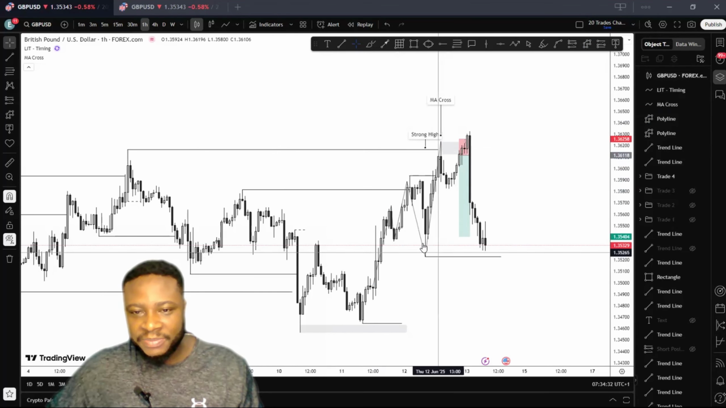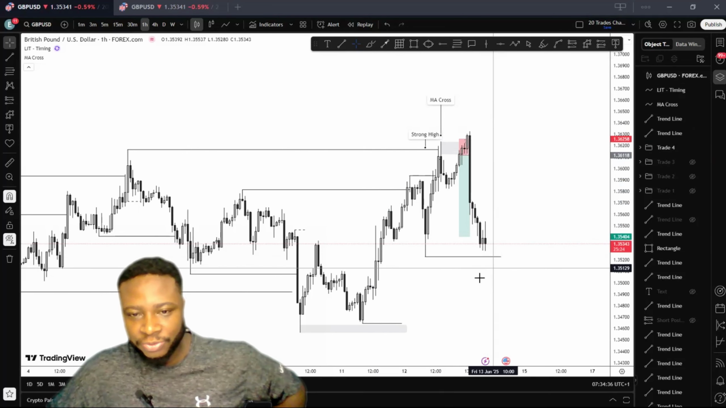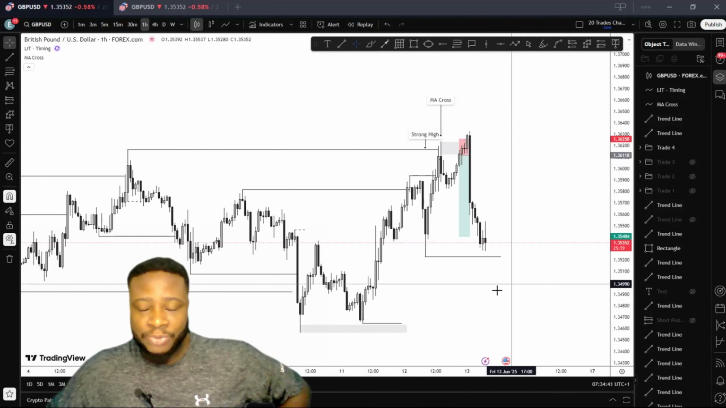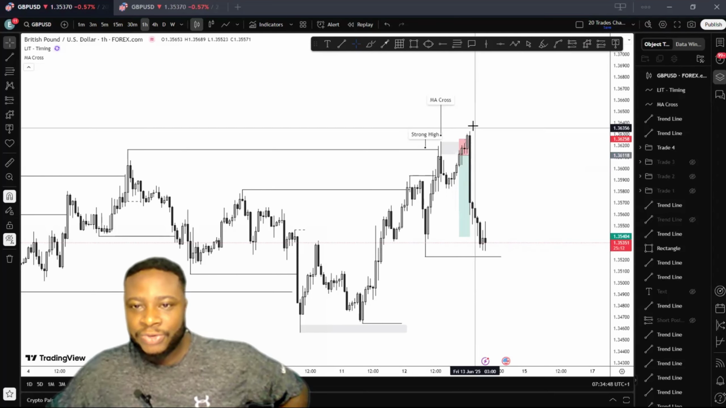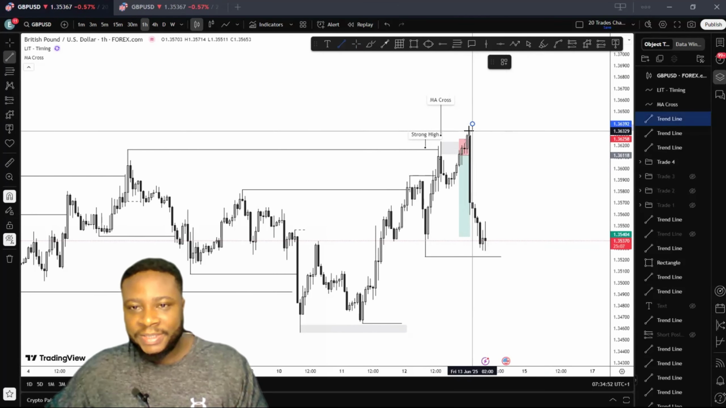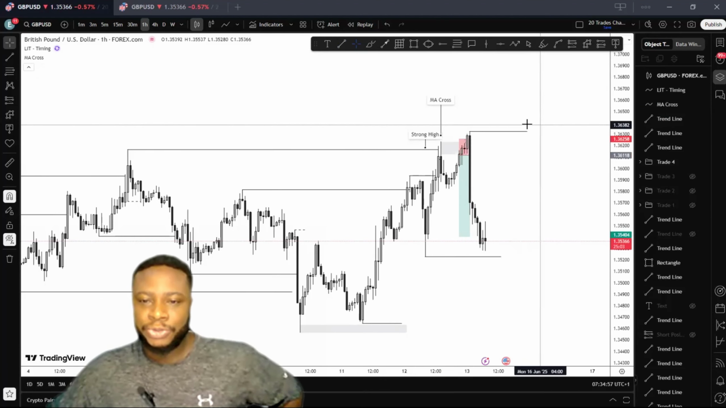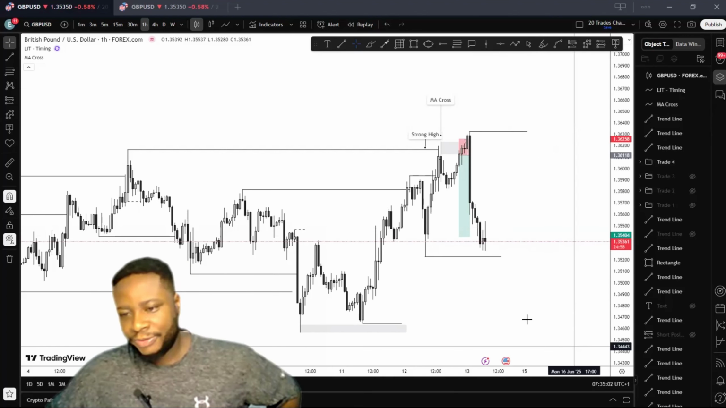So now I'm expecting price to come into this strong low, possibly. If price comes into this strong low, then I'll be looking to long if I get my entry signal. On the other hand, we also have a strong high right here. If price decides to come into this strong high, then I'll be looking for a possible short. So that's all for now. Let's just keep fingers crossed.